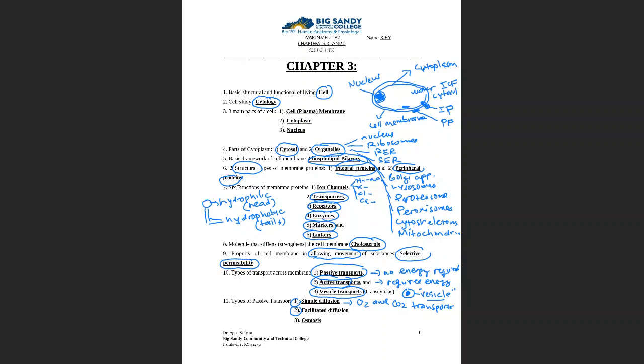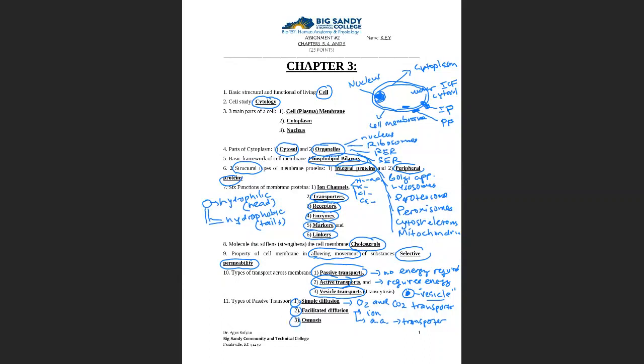The second one is facilitated diffusion. No energy required, but they need help. For example, ion transport needs an ion channel. Glucose and amino acids need a transporter. Therefore it's called facilitated diffusion, because it requires facilitation. Energy is not required because they move from higher concentration to lower concentration.